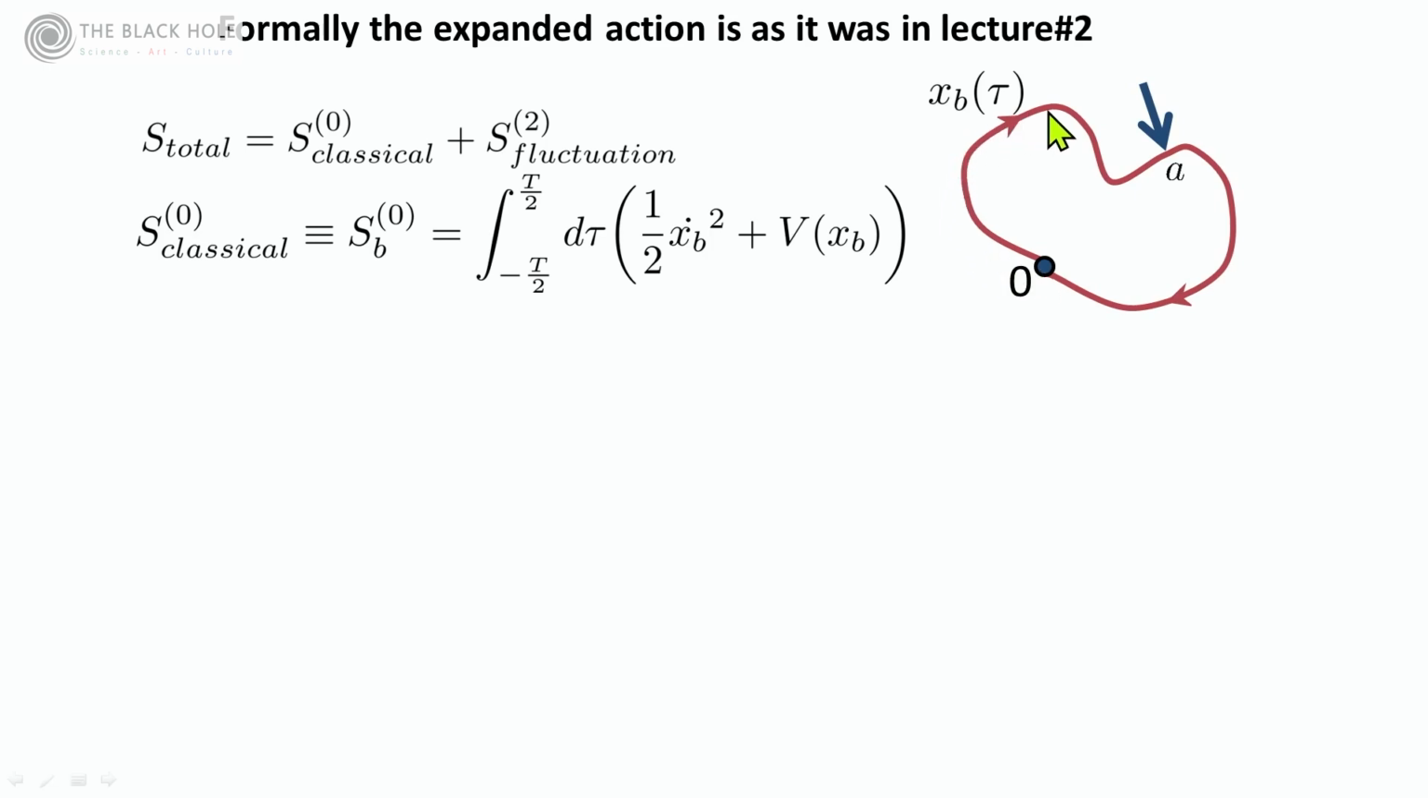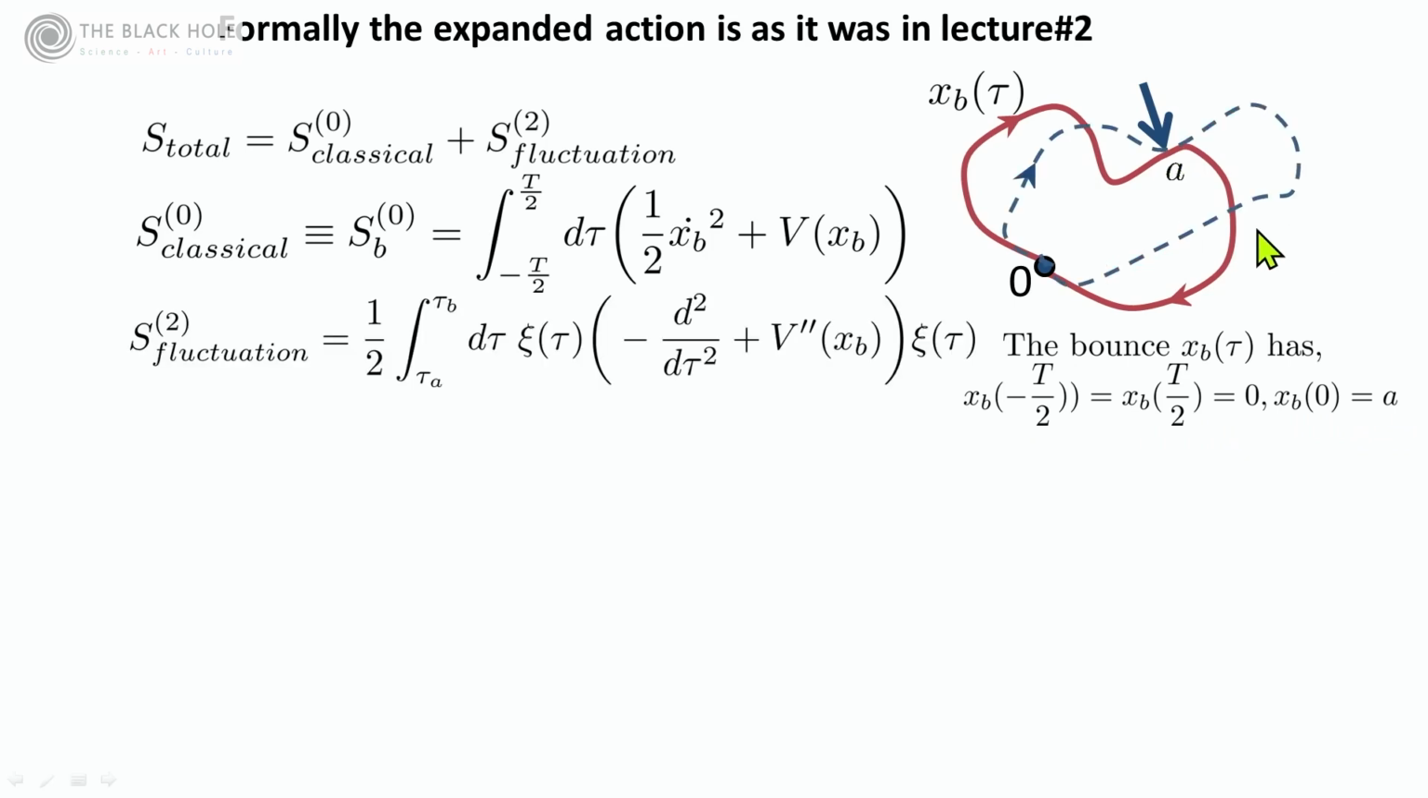We go on a path in configuration space. We arrive at A, so this is the other end, and then we make our way back to 0. Now, this over here just reiterates that xb at minus T over 2 is the same as xb at plus T over 2, and xb at 0 is A. So this is 0 and that's A. We start at minus T over 2, end at time plus T over 2, and at time t equal to 0, we're at the point A.